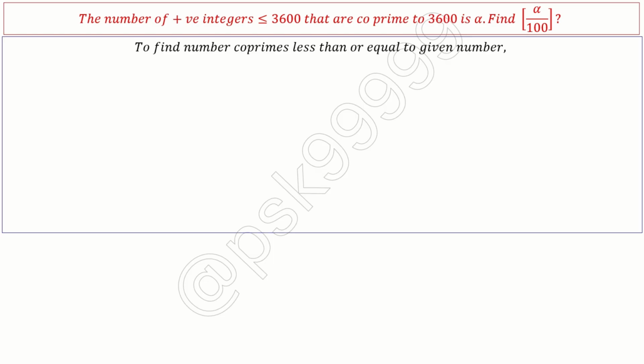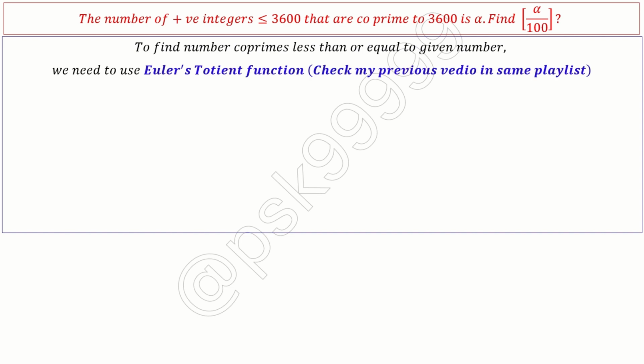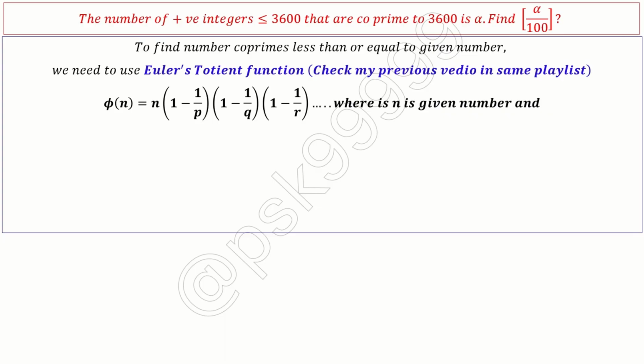You can refer to my previous video in the same playlist, which has the Euler-Totient function explanation. You need to use the Euler-Totient function. The formula is simple. The formula is phi of n.